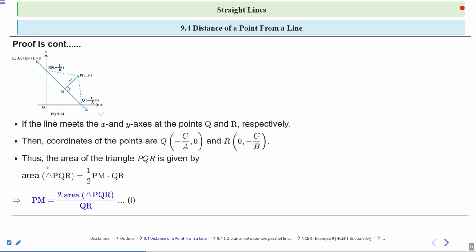So now from this equation, you can rearrange and you will get PM. This is equal to 2 times area of triangle PQR divided over QR. So we obtain here PM, which is basically the distance of the line L from the point P (x1, y1). Here PM is 2 times area of triangle PQR divided over QR. Note this equation as equation number 1.